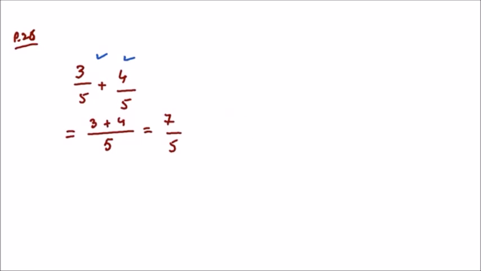Now I write another example. Now if the denominators of both the numbers are different, then the method to add is to multiply this 5 with 12 and the numerator also with 12. And in the same way, multiply it with 5 and multiply the numerator also with 5.